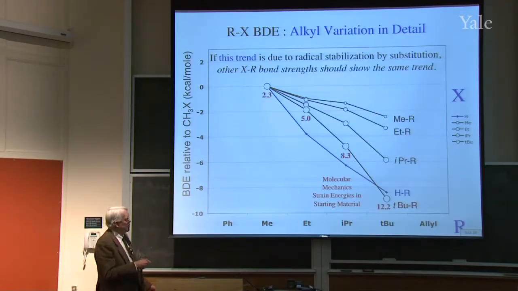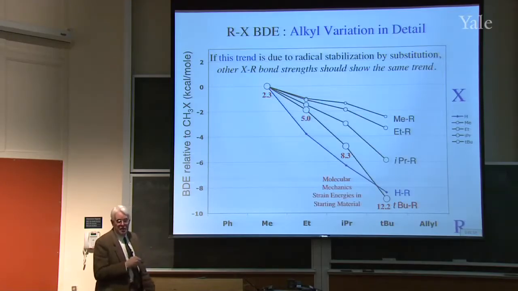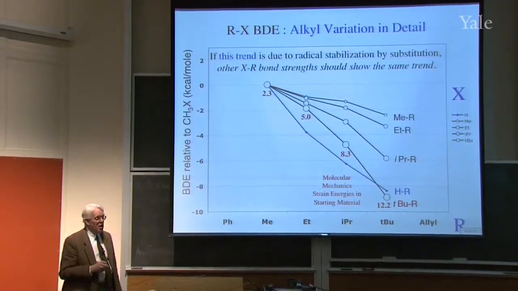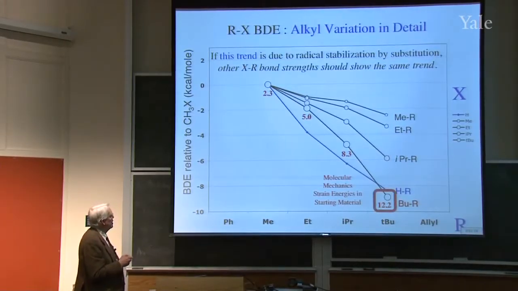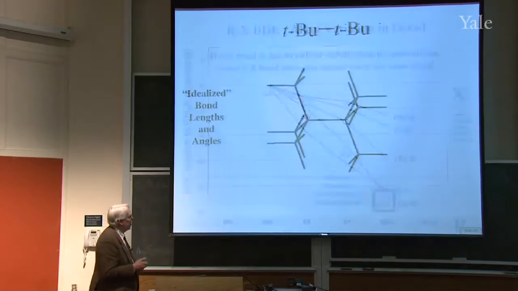And this is the amount of strain energy you count in two tert-butyls, in tert-butyl with isopropyl, in tert-butyl with ethyl, and in tert-butyl with methyl. That's how much strain energy there is in the starting material. Let's just look at the one there to see where it comes from.